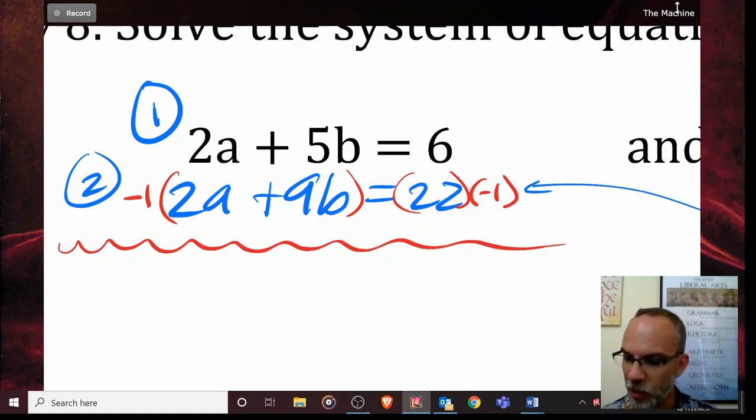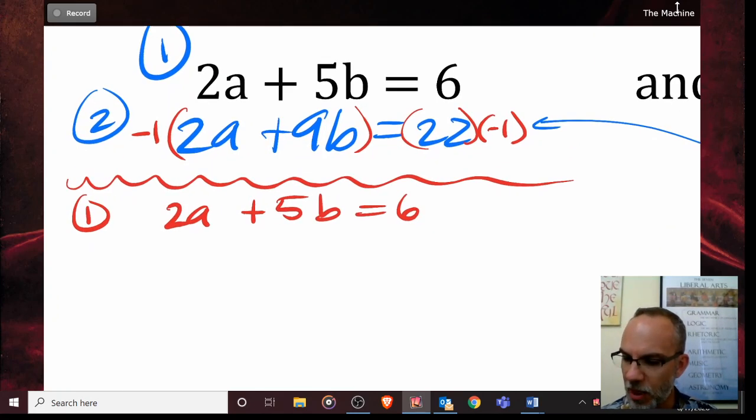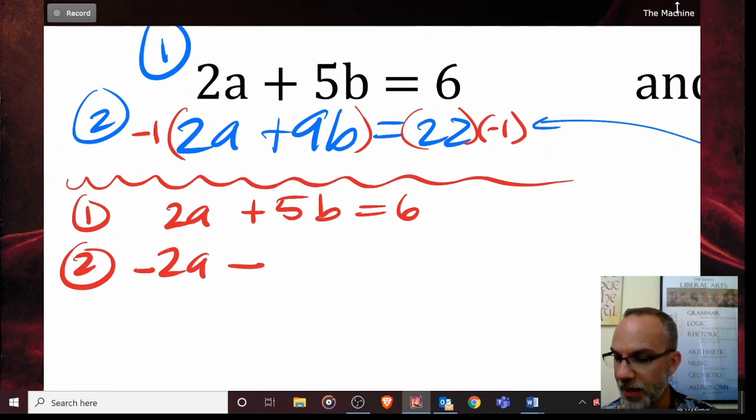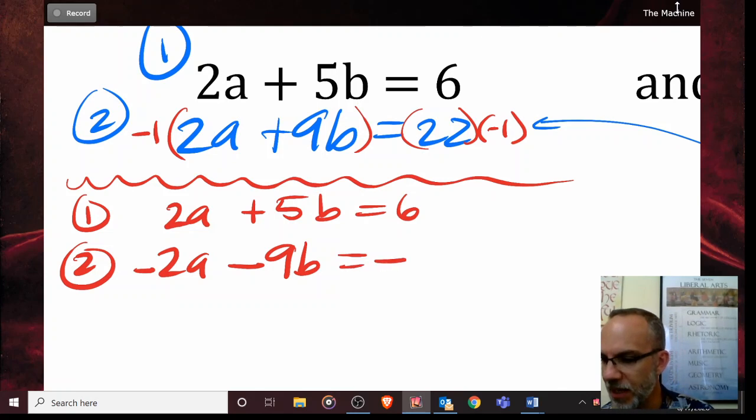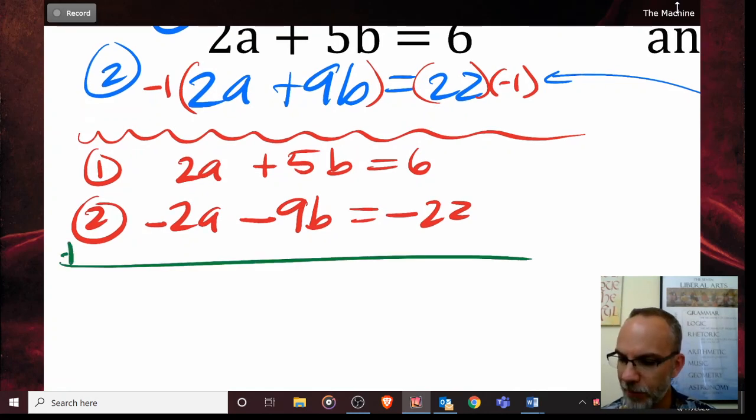So I'm going to recopy down equation number 1. 2a plus 5b equals 6. And then I'm going to copy down my new equation number 2. Negative 2a minus 9b, right? Because I have to multiply everything, equals negative 22. Now do I have the same number but an opposite sign? Yes, I do. So I'm going to now add.